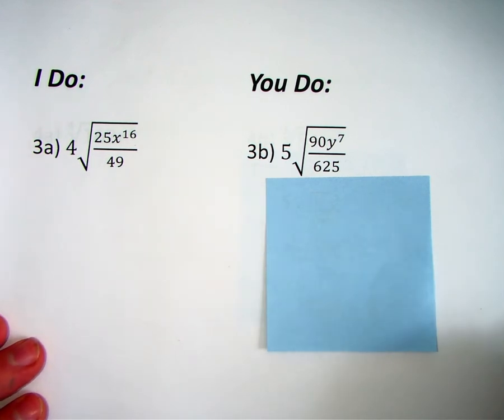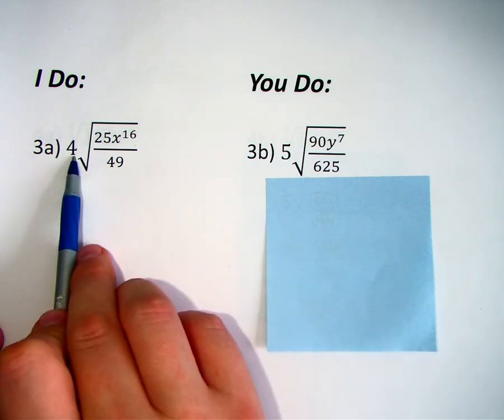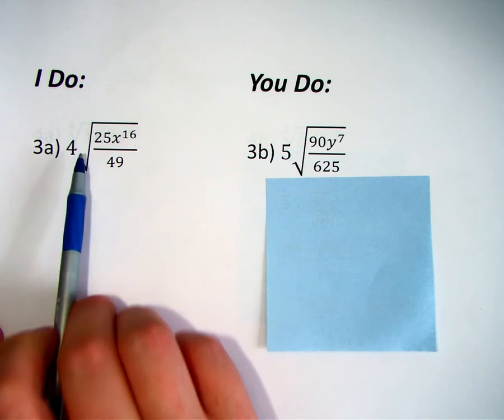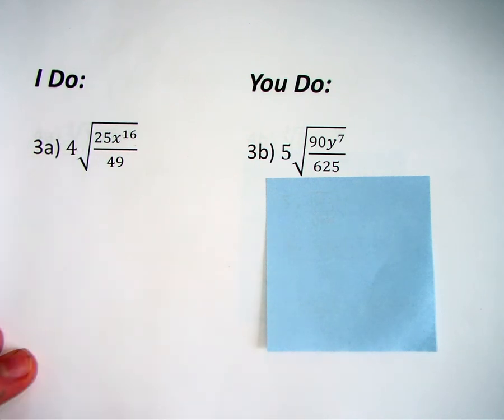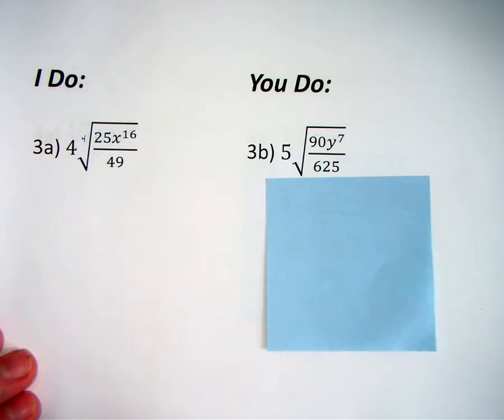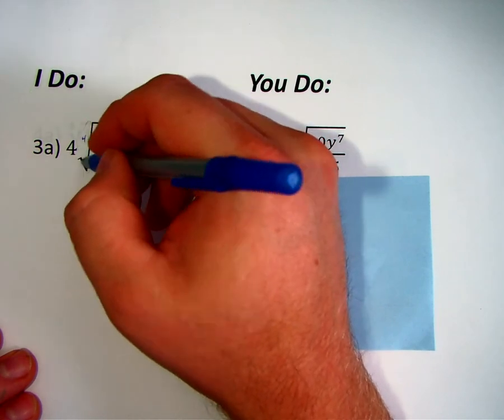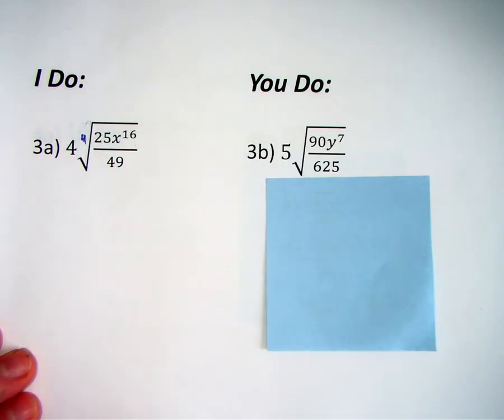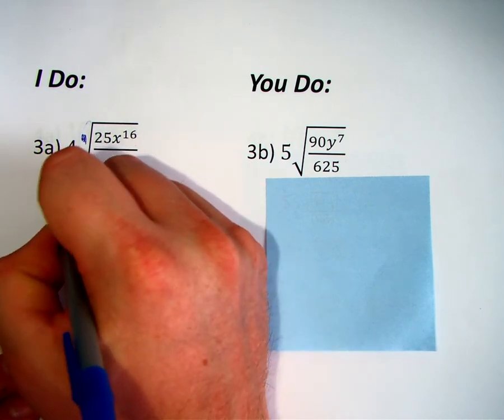Next, we have 4 times root 25 x to the 16th power over 49. Now, these can be very tricky. We need to look very carefully to where the 4 is. If the 4 is in front of the radicand, then we're saying 4 times. If the 4 is sitting up here, then we're saying the 4th root. So that 4 has got to be physically in this space. We're not saying 4th root. We're saying 4 times. So I'm going to erase that there by drawing through it. So we have 4 times.